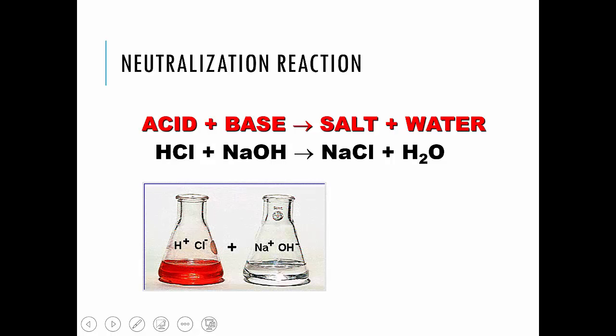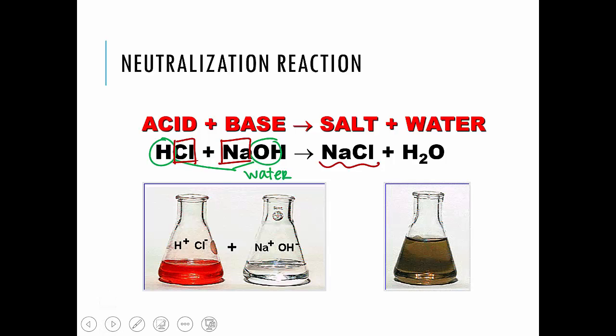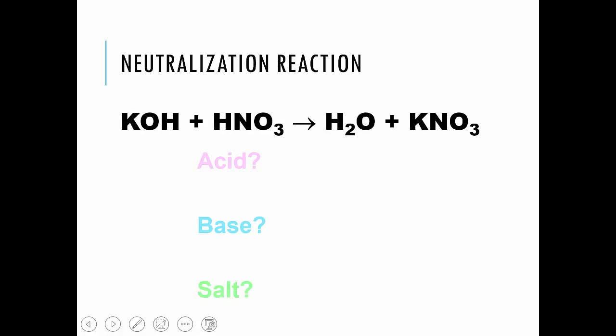I know I've used this example a ton, but let's say I combine hydrochloric acid and sodium hydroxide. This and this are going to hook up to form water, your HOH. And then your chlorine and your sodium are going to hook up to form your salt. And that happens every single time. So let's take a look at one we're not as familiar with. KOH, so potassium hydroxide, plus HNO3, this is nitric acid, gives us water and potassium nitrate.